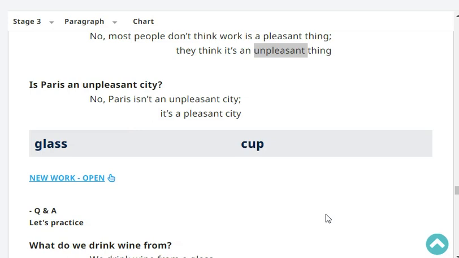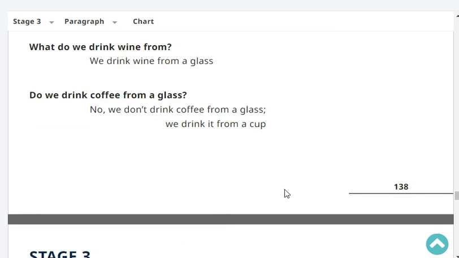Is Paris an unpleasant city? No, Paris isn't an unpleasant city. It's a pleasant city. Very good.